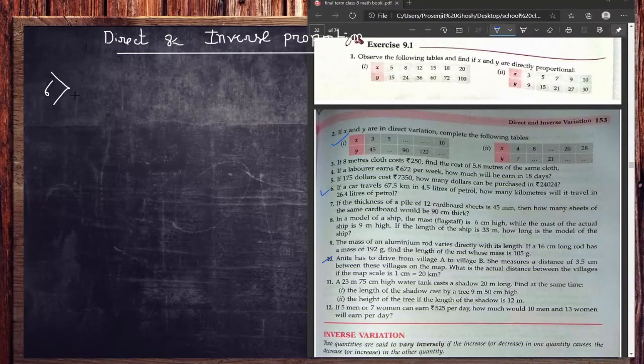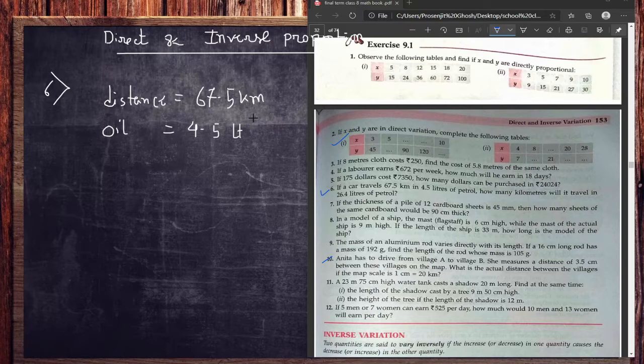Moving to number 6. In number 6, a car travels 67.5 kilometers, that is the first distance, I will write that. That is 67.5 kilometer, in 4.5 liter. Okay, so the oil consumption is 4.5 liter. Achha. So we know that if we travel more distance, more oil will be consumed. If we travel less distance, the oil consumption will also be less. So that is no doubt direct variation.